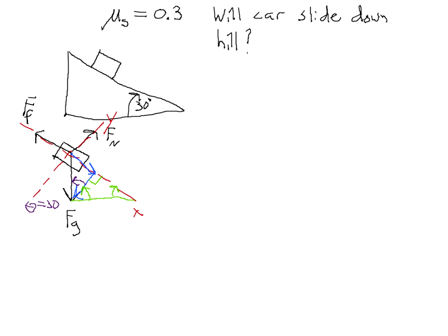Okay, now we do what we always do next. After drawing the free body diagram, I need to find the x and y components of all my forces. Normal force has only a y, friction has only an x, but I need FGX, which will be equal to FG times the sine of 30. And I need FGY, which is equal to FG times the cosine of 30.